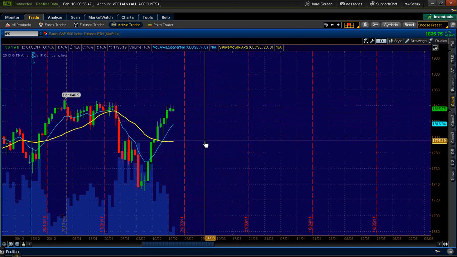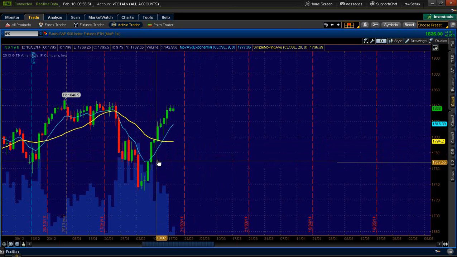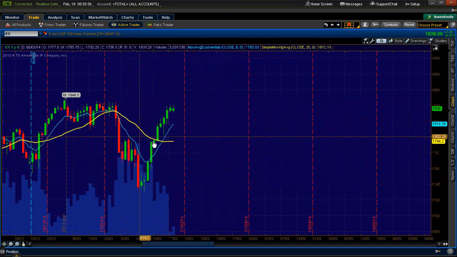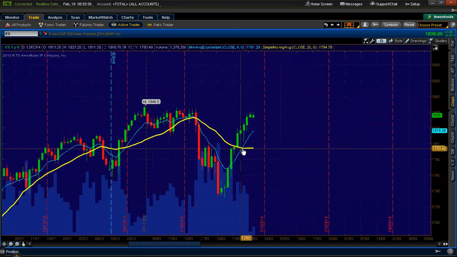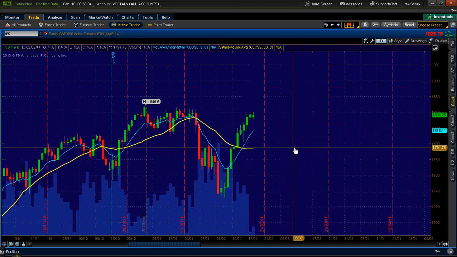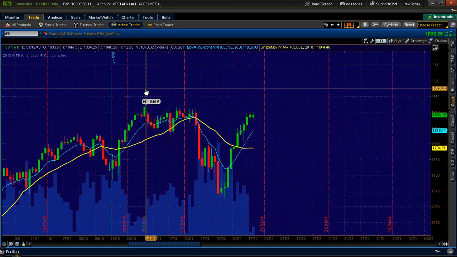And then we've got this naked cross on the daily at 1794.75 again. The naked cross is a proprietary study that I developed a few years ago, and this has a very high probability of being closed. We watch them more on the 30, the 15, and the 5-minute for intraday trading, but we do watch them on larger time scales.